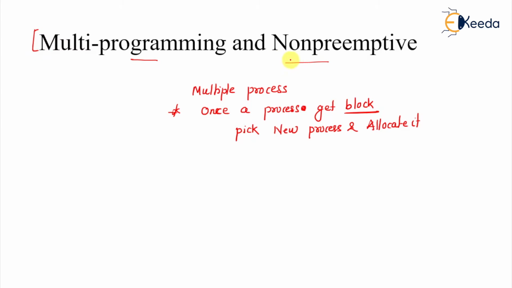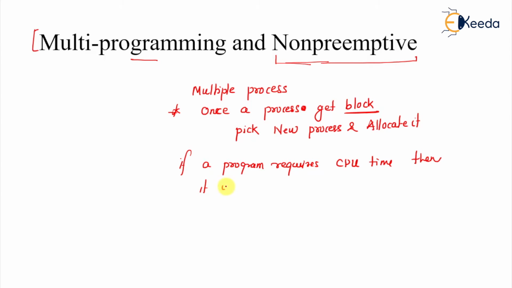Right now we are introducing a new term, non-preemptive. Non-preemptive means we cannot preempt an execution. If a program requires CPU time, then it will be allocated as much time as required.